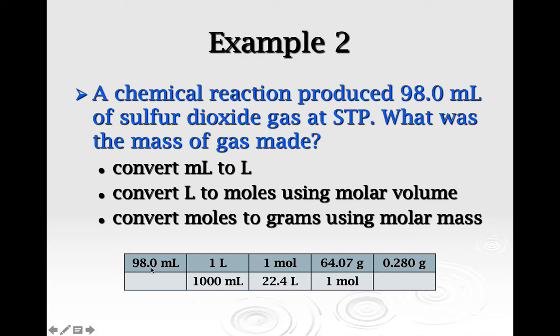So start with what I know, 98.0 milliliters. I want milliliters to cancel. There are 1,000 milliliters in a liter. Then I can use my molar volume to get liters to cancel, moles left over, and then I go to the periodic table. Sulfur dioxide has a molar mass of 64.07, so that's 1 sulfur plus 2 oxygens. And I go 98 divided by 1,000 divided by 22.4 times 64.07, and I get a final answer of 0.280 grams of sulfur dioxide.